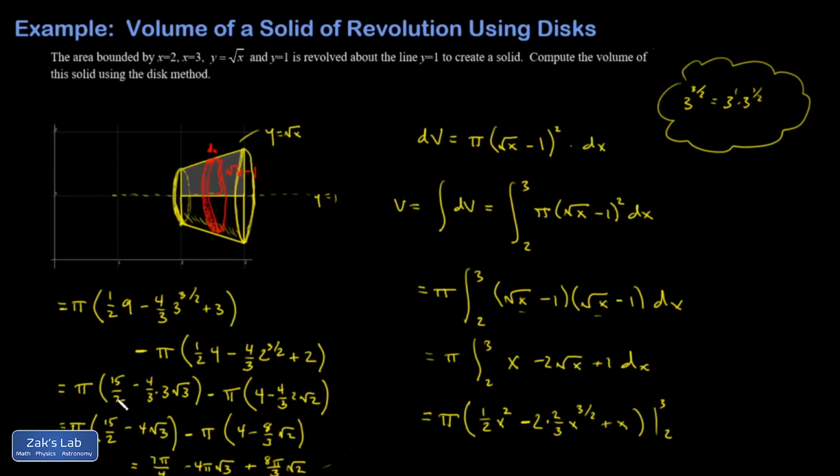Quick correction, I had 15 pi over 2 minus 8 pi over 2 from that term. So that's 7 pi over 2, not 4. And then I had, just to double check, negative 4 pi root 3. That looks good. And then I have a positive 8 pi over 3 root 2. So I think everything's good there.